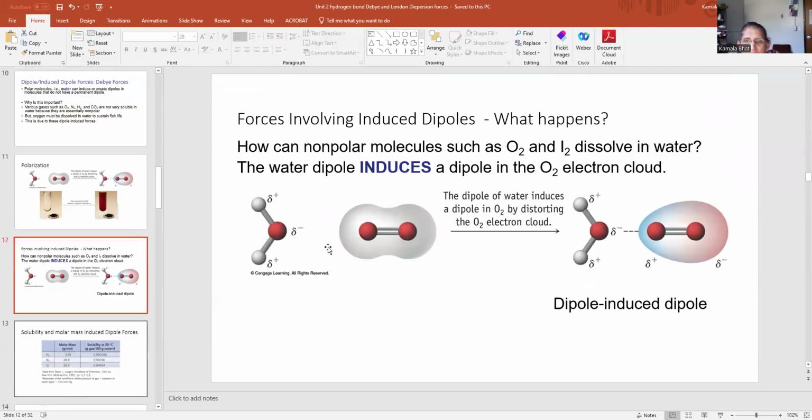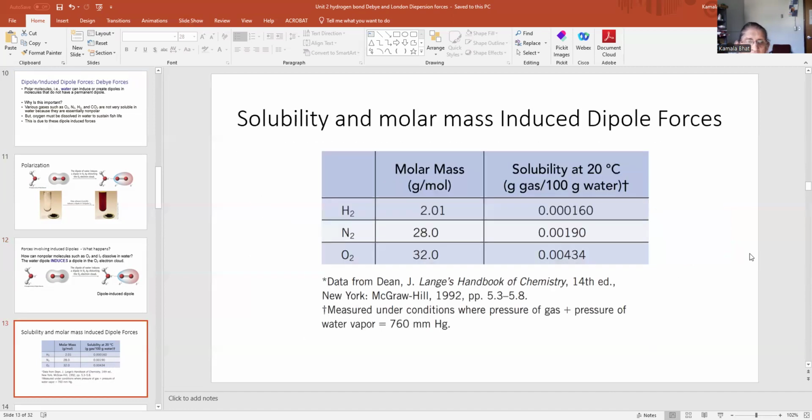Forces involving induced dipoles. What happens? How can non-polar molecules such as oxygen and iodine dissolve in water? The water molecule induces a dipole in the oxygen electron cloud, and this causes a temporary dipole-induced dipole effect, which allows it to become soluble. Solubility and molar mass, induced dipole forces.